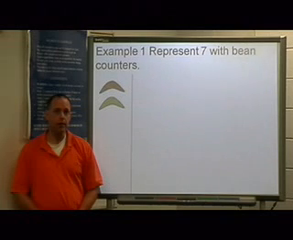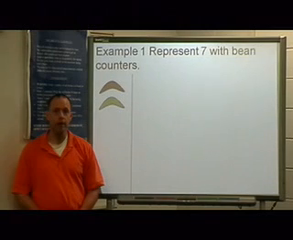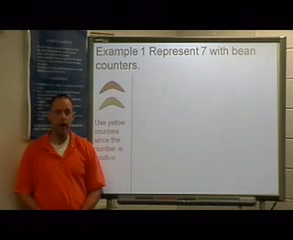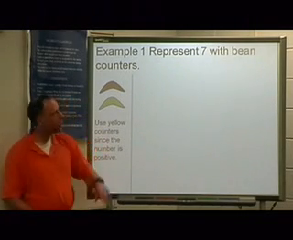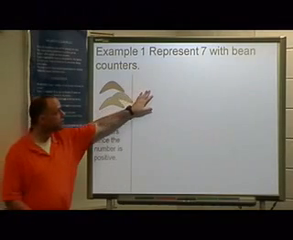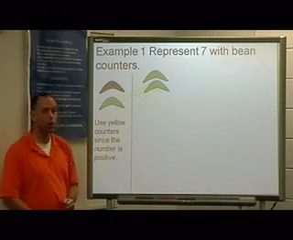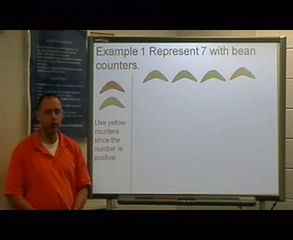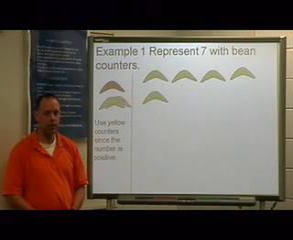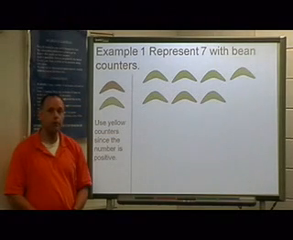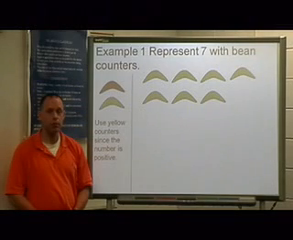So let's start representing integers to make sure that we can do this part. I want to represent the integer +7 using the bean counters. Now, since the 7 is positive, I need to use yellow bean counters. So in my pile of counters, I need to slide over into my workspace 7 yellow bean counters. 1, 2, 3, 4, 5, 6, and 7. So this is how you represent the integer +7 using the bean counters.